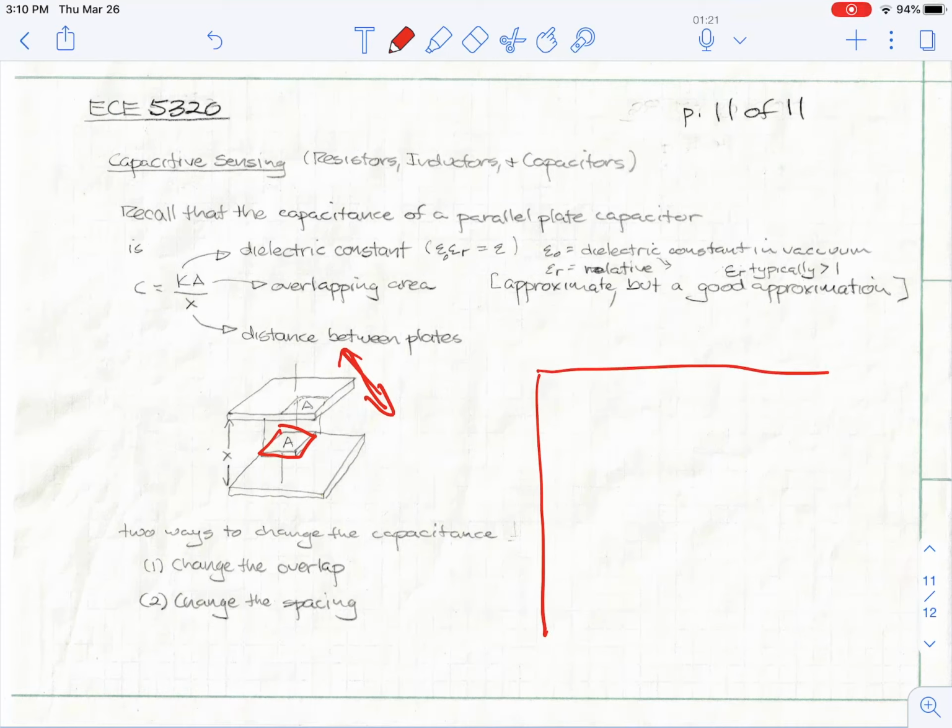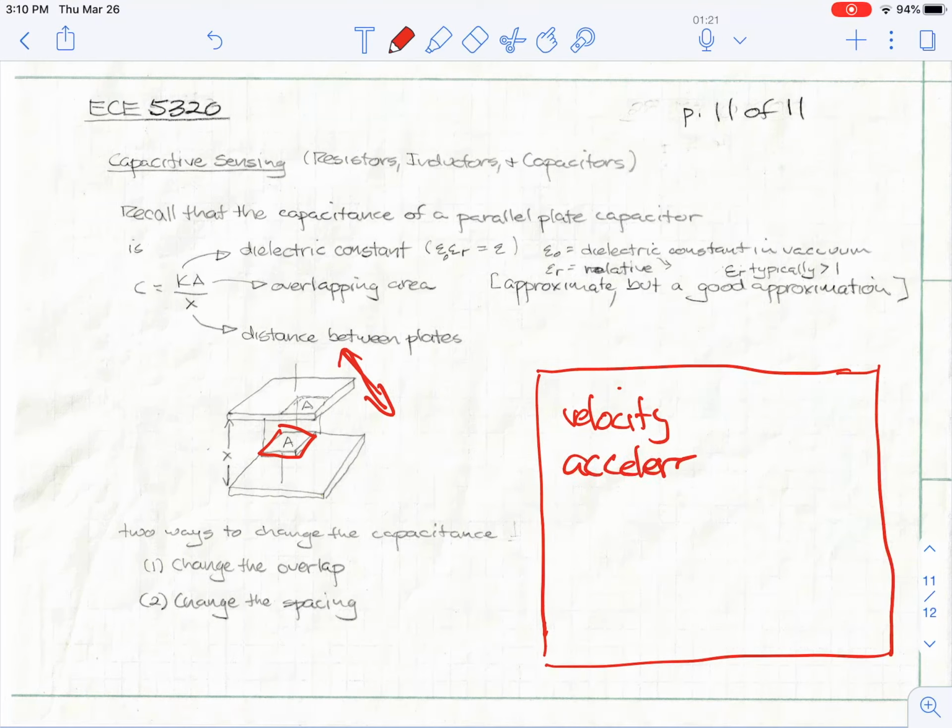There's lots of other ways and lots of other sensors. We'll go over some things like velocity sensors, velocity and acceleration, and jerk I'm going to ignore, and then we will do digital sensors like encoders and stuff like that.